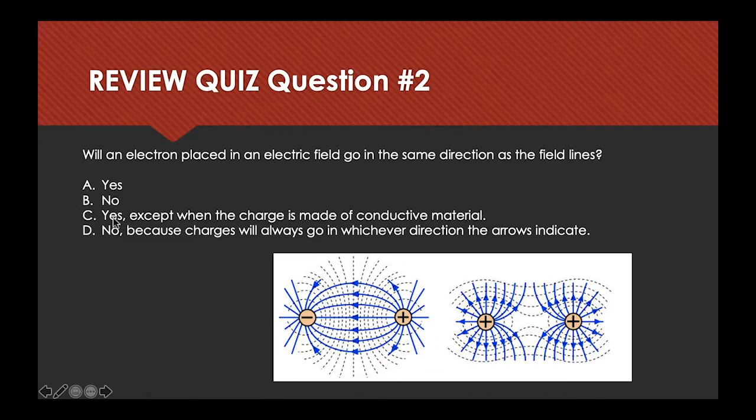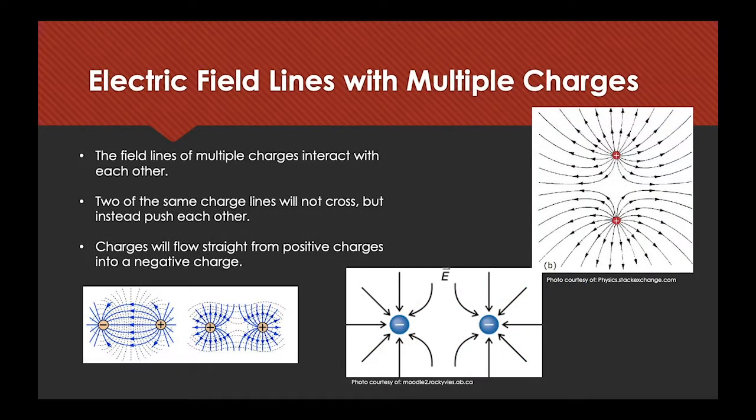we know it's not yes, and then the two no's, no, because charges will go in whichever direction the arrows indicate. That's not correct. Answer is B. Good job. So multiple charges, how are they going to interact?